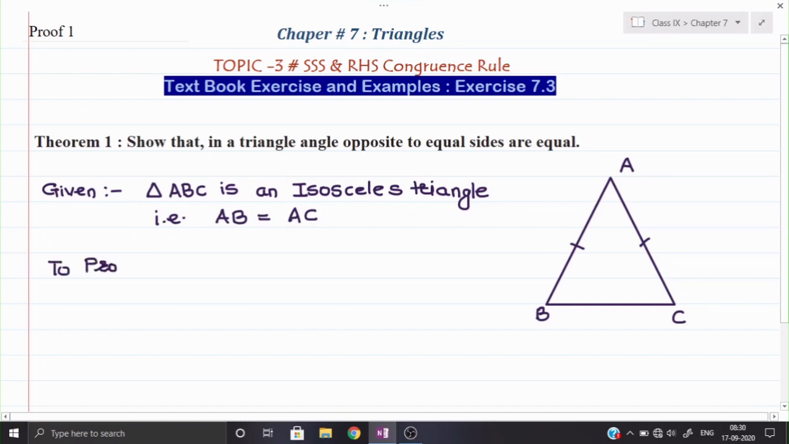We need to prove the angle opposite to the side AB and AC will be equal. Look, in front of AB, which angle are you observing? In front of side AB, you are observing the angle C. So angle C will be equal to the angle opposite to the side AC. In front of AC, which angle are you observing? This is your side AC. In front of AC, you are observing the angle B. So here we can say that angle B and angle C we need to prove equal: angle B is equal to angle C.